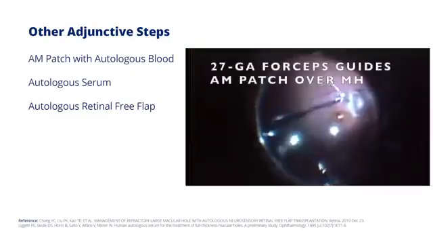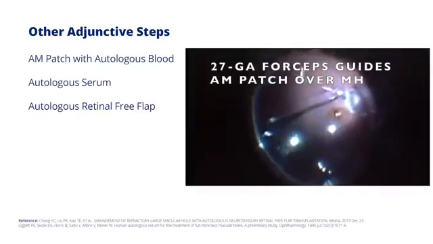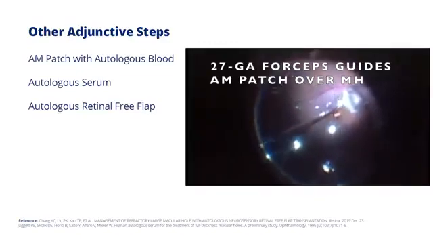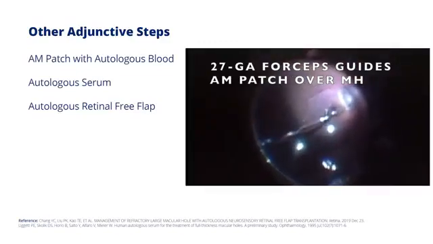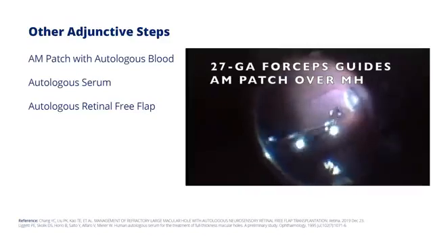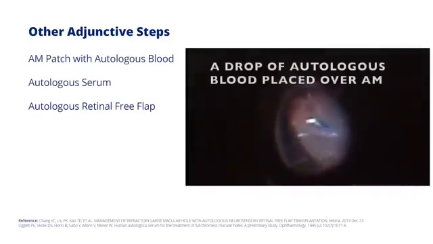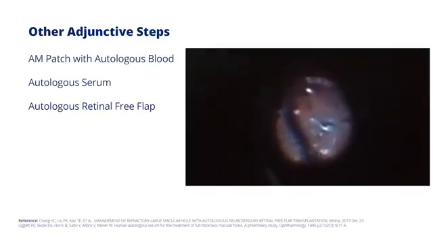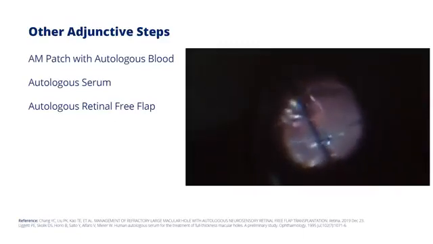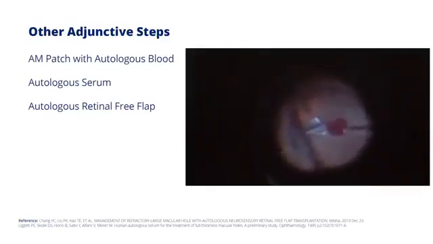So in this case of recurrent retinal detachment in a high myope with macular hole, we did our usual dehydrated amniotic membrane technique. We applied this on top of the hole, completed the fluid air exchange, and then we applied a drop of the patient's autologous blood to provide additional adhesion as well as add possible growth factors.